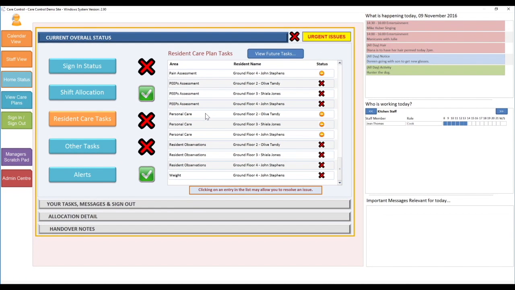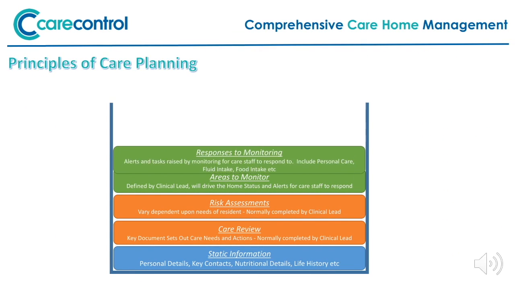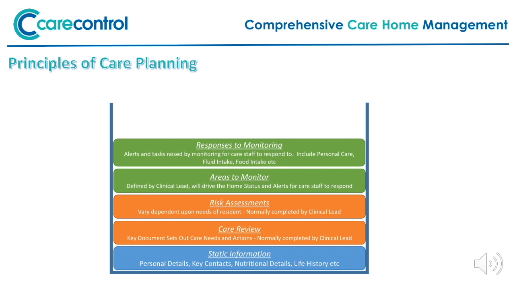Although monitoring is typically defined by the clinical leads, it is important to understand why you have alerts on the home status screen. Once the monitoring has been defined, the next section of the care plan is the responses to that monitoring. It is the action of the carer recording personal care or fluid intake or MUST assessments, for example, that will feed into the care plan.